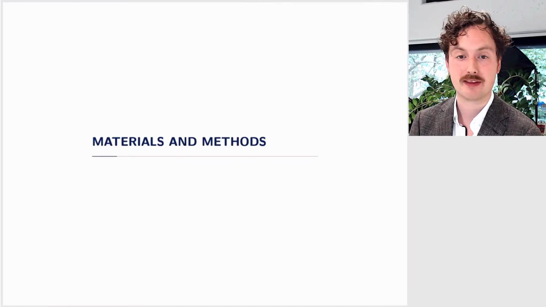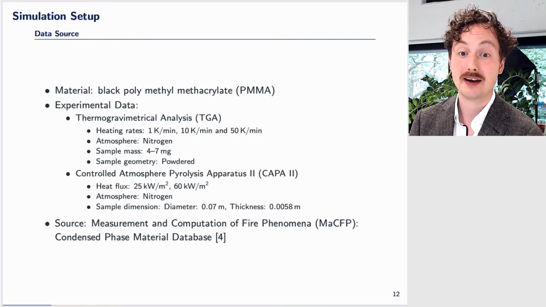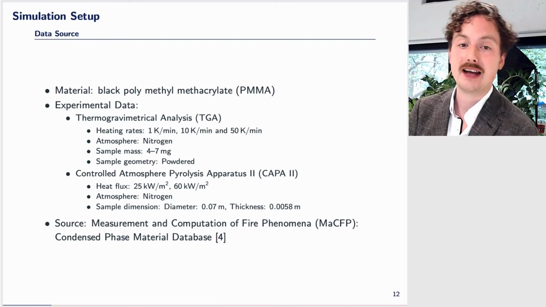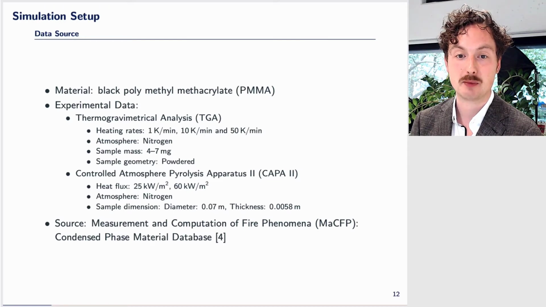What materials and methods did we use? For the inverse modeling process, for our example, we chose two sets of experiments of black PMMA as targets for the inverse modeling process. The reaction kinetic parameters are based on TGA data in a nitrogen atmosphere. Three heating rates were chosen to generate a robust parameter set across a large temperature range.